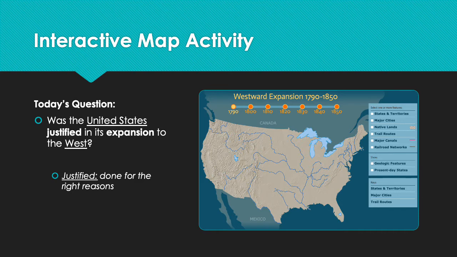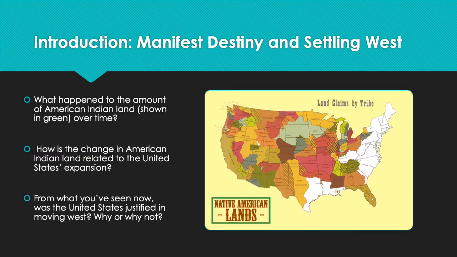Follow the directions that are given with the resource, but also feel free to play around and change the settings and look at the different geologic features, present day states, see the differences in Native American lands, how trail routes form, and all of those things. So go ahead and take some time and play around on that map, and we'll probably spend the majority of our class time doing that as well. So go ahead and pause the video at this point and answer the questions that are on your Google Form worksheet that correspond to this interactive map activity.